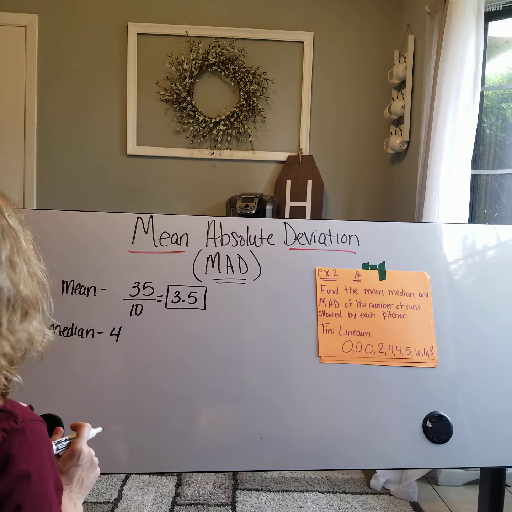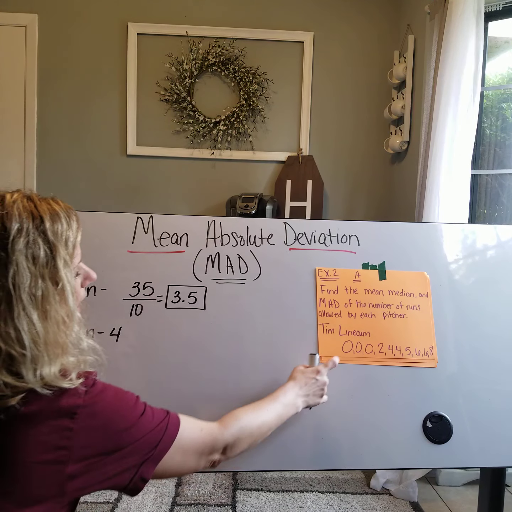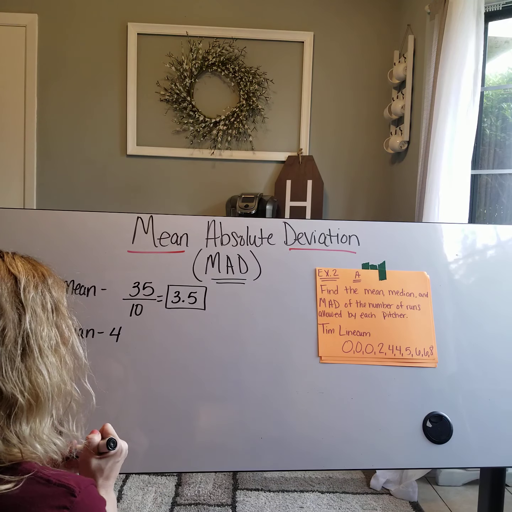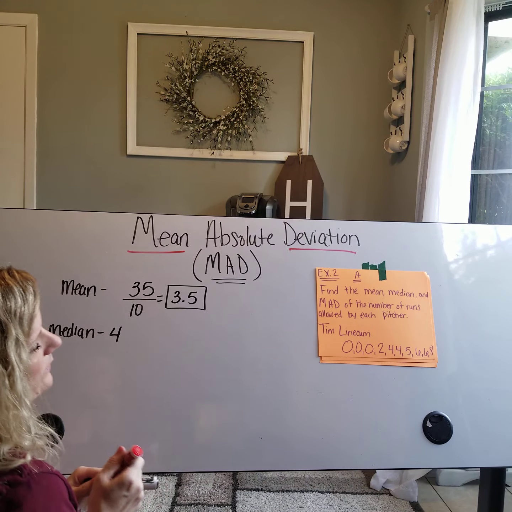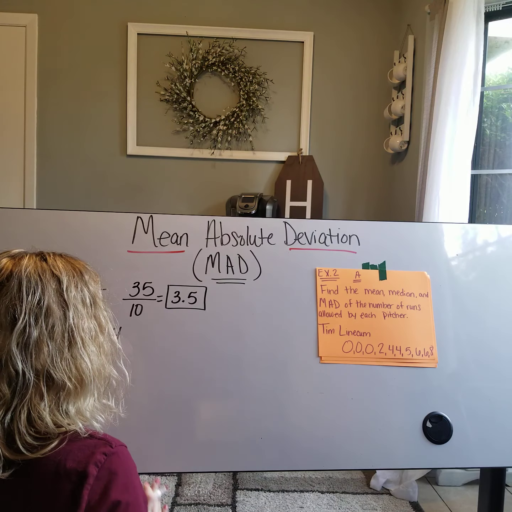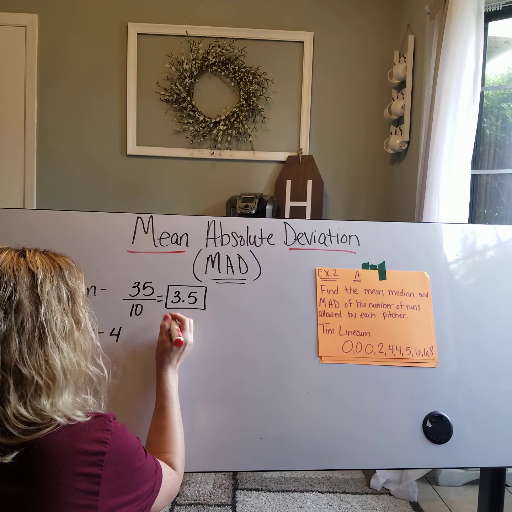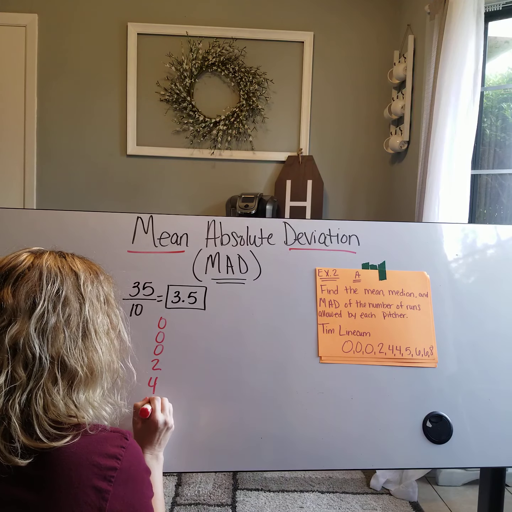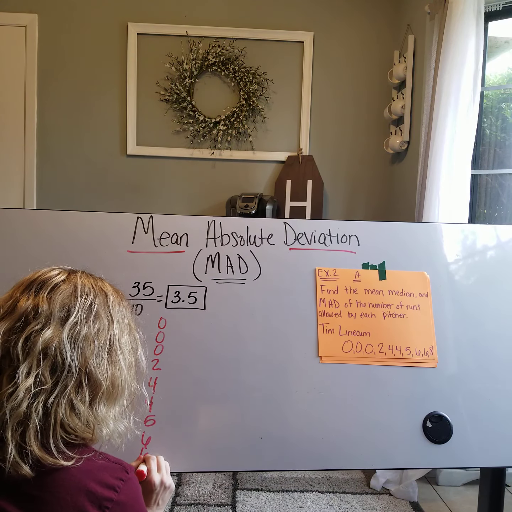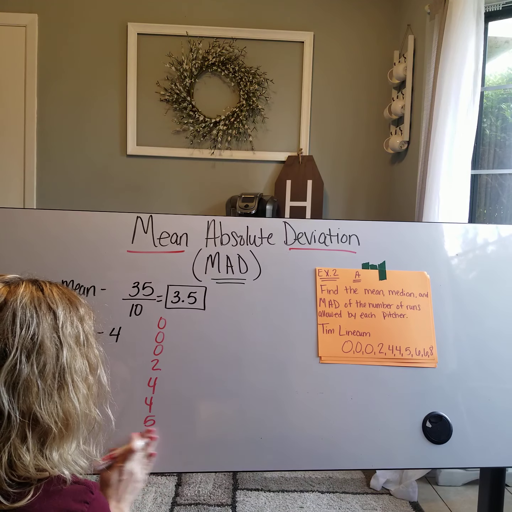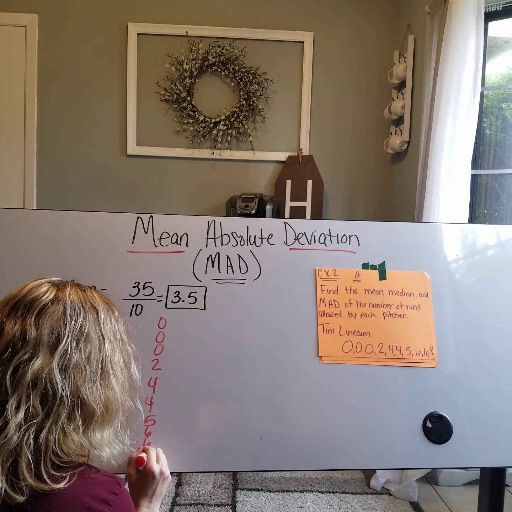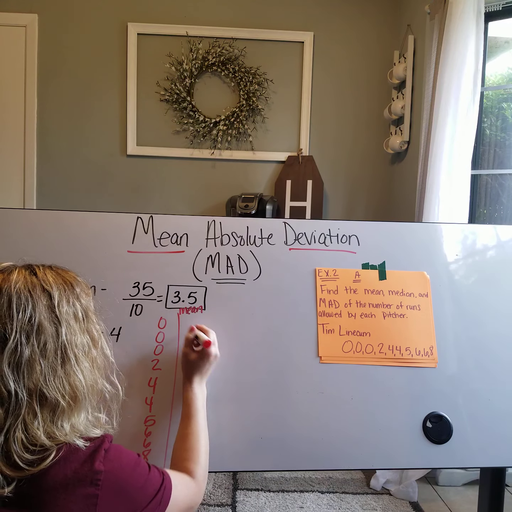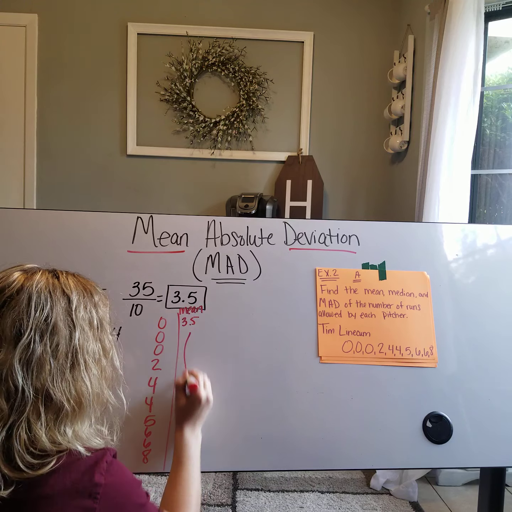Okay, and now we need to find the mean absolute deviation. How far away these are from your mean. So now I'm going to do it in table form. And I prefer the table form just because it's easier for me. Okay, we have a 0, 0, 0, 2, 4, 4, 5, 6, 6. Oh, let's make those a little bit smaller. Okay, and then we have our mean, which is 3 5/10 for all of them.